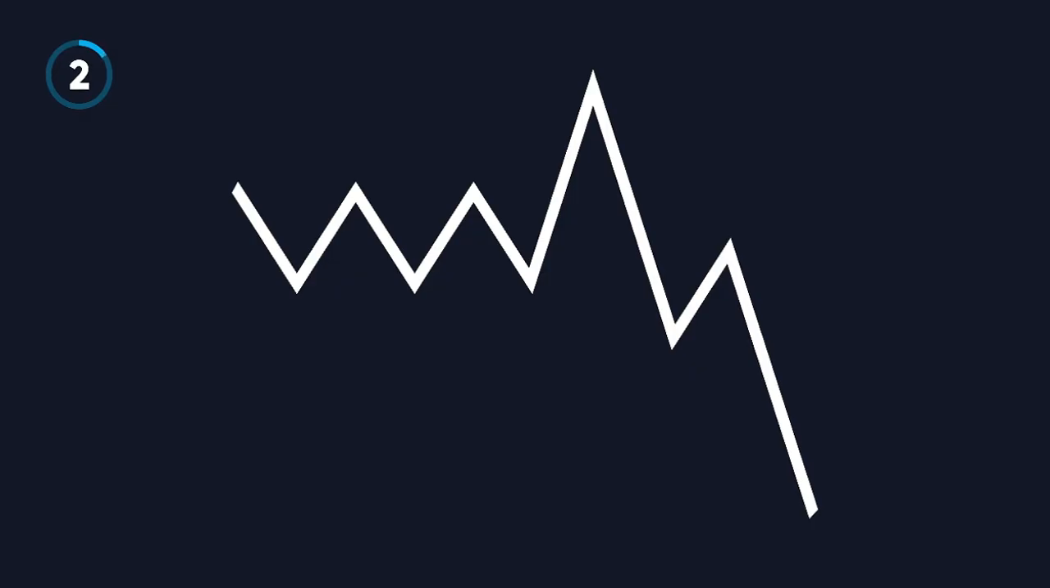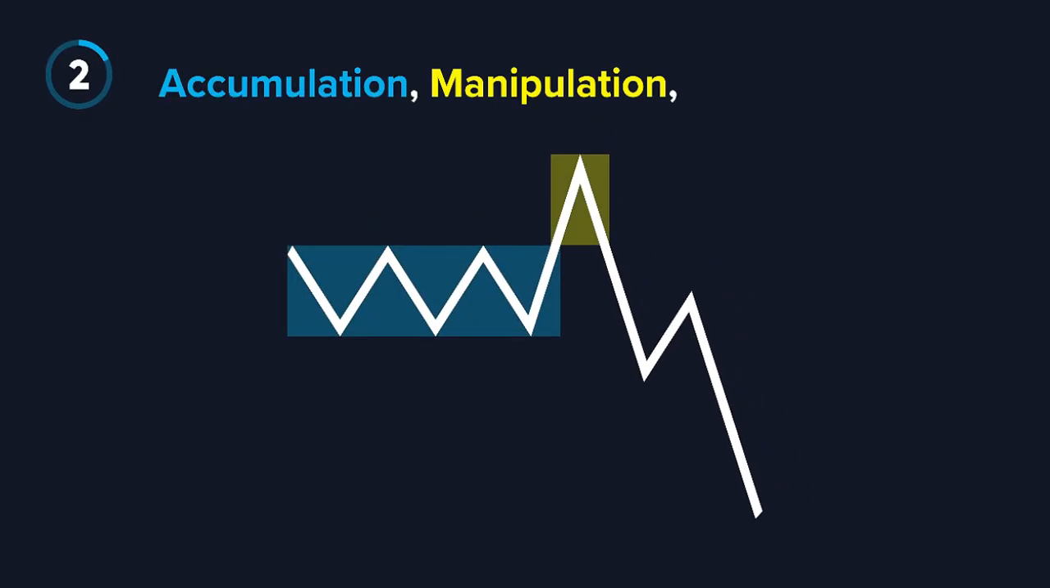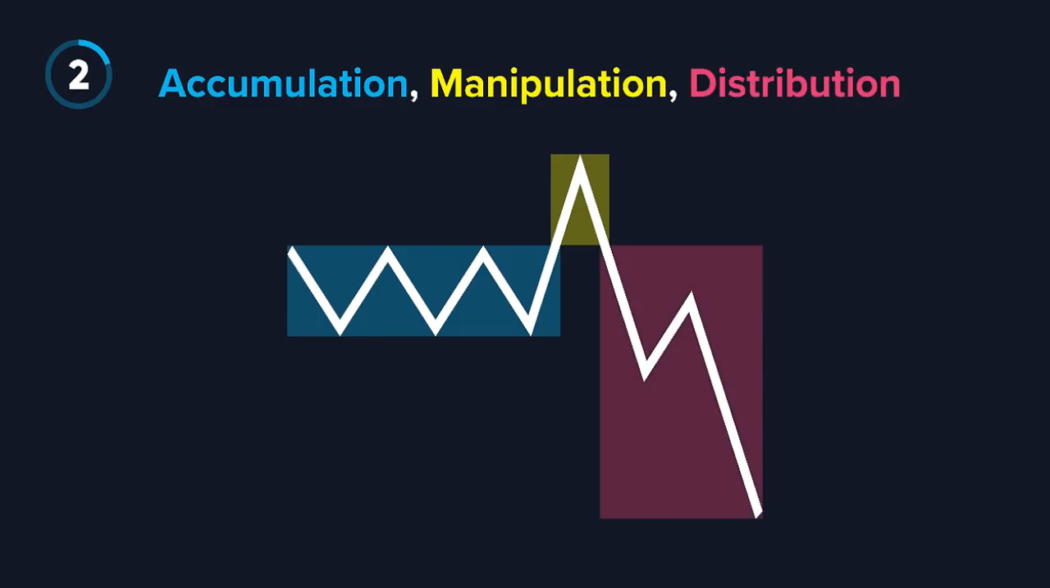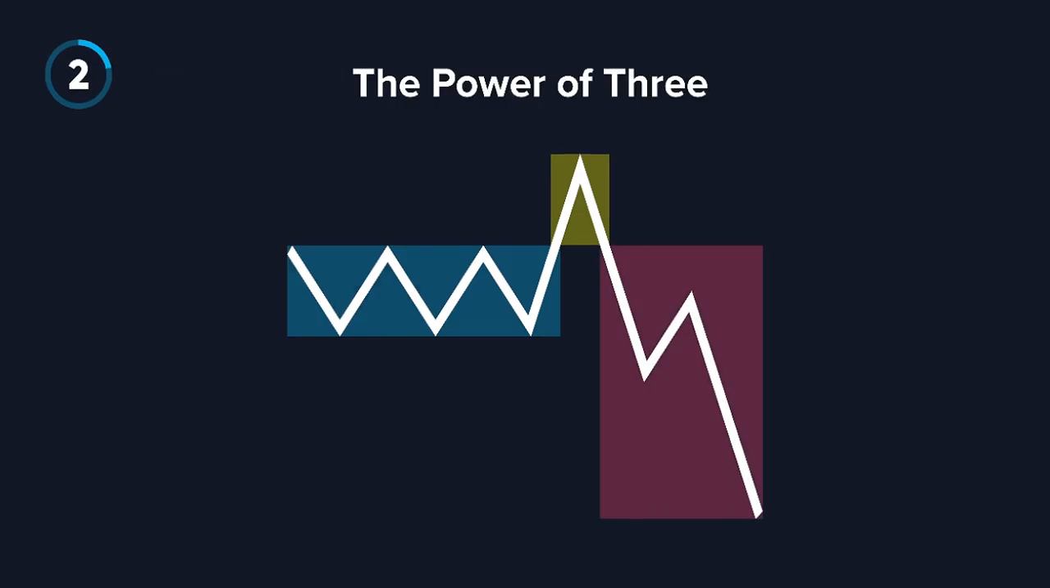And as a simple explanation for AMD, it stands for accumulation, manipulation, and distribution, which are the 3 phases of the smart money concepts model we call the power of 3. And it's in the distribution phase where we would be looking for our trade entry, but only after we have seen the confirmation of the first 2 phases.